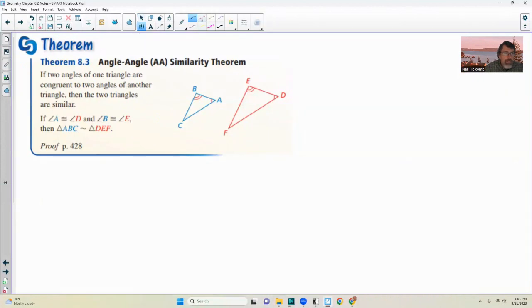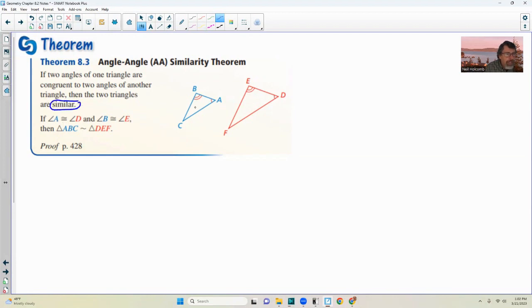Okay, so let's start off this chapter section with a theorem. It's the third theorem of the chapter, the first one of this chapter section. Theorem 8.3, the angle AA similarity theorem. If two angles of one triangle are congruent to two angles of another triangle, then the two triangles are similar.